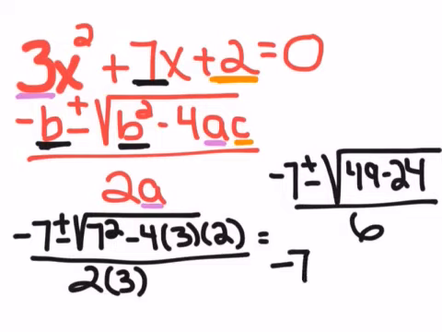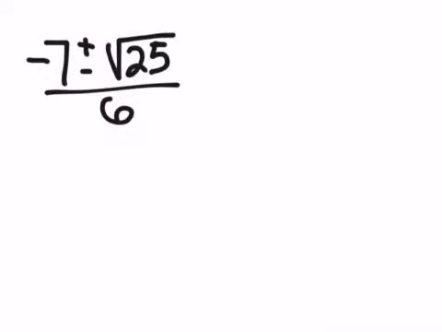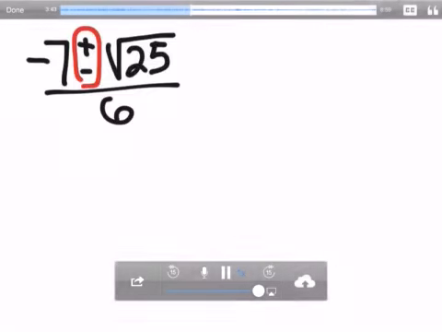Okay, so let's keep going. I'm left with negative 7 plus or minus the square root. 49 minus 24 actually comes out very nicely. It's 25, all over 6. Okay, so this is what we have. And I hope you're looking at this and wondering, well, what's this plus and minus all about?